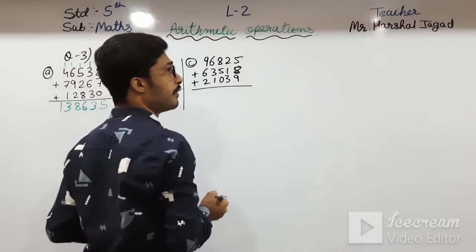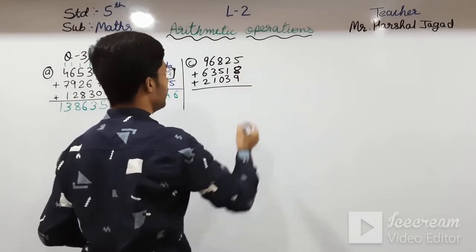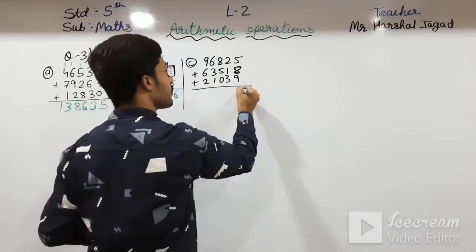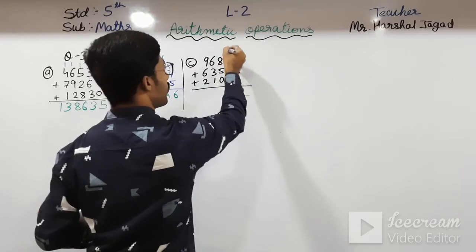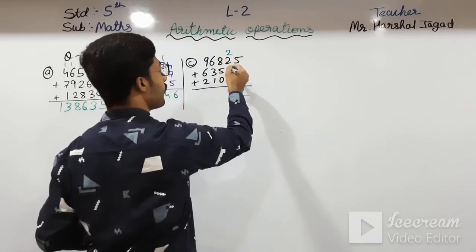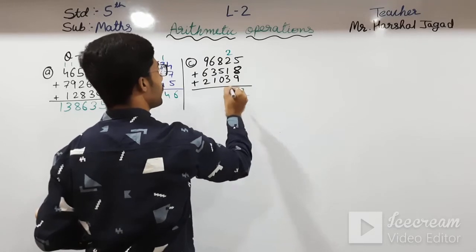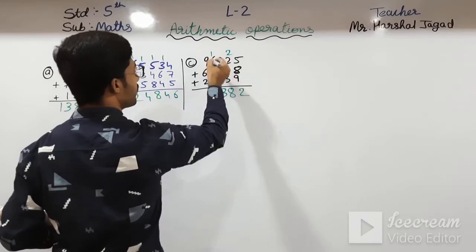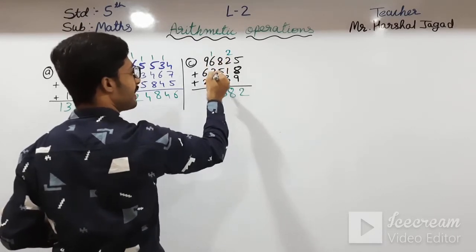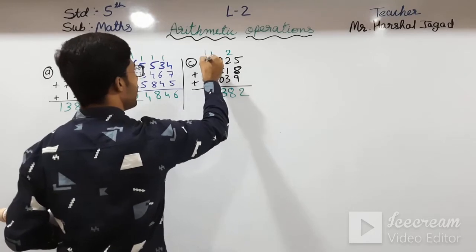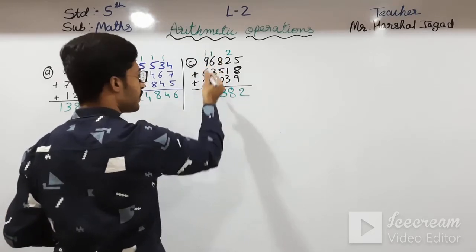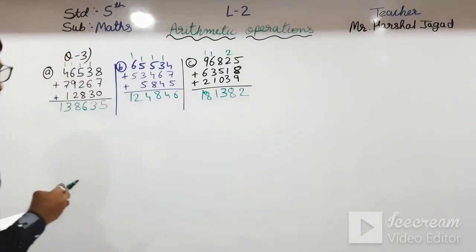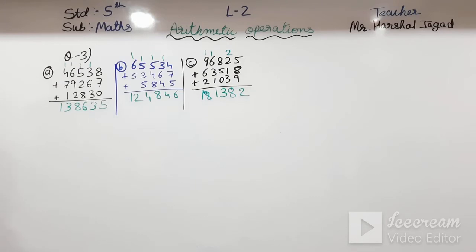8 plus 5, that is 13, 13 plus 9, that is 22, 2 plus 2, 4, 4 plus 1, 5, 5 plus 3, 8, 8 plus 5, 13, 6 plus 1, 7, 7 plus 3, 10, 10 plus 1, 11, 9 plus 1, 10, 10 plus 6, 16, 16 plus 2, that is 18. So this is our addition answer. Please note down this students.